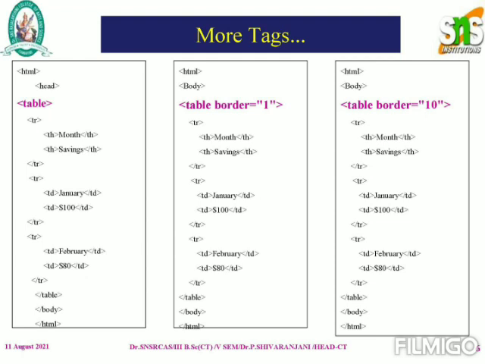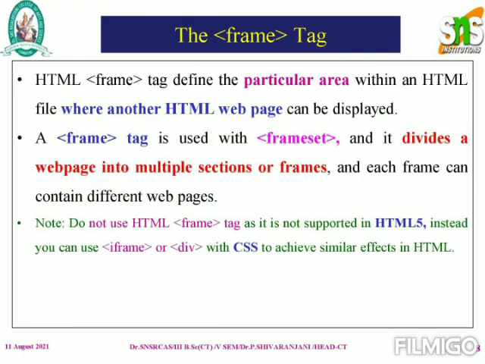The next thing we are going to describe is frames. A frame is one which helps you to create a particular area in your HTML file where you can move to another web page in order to display particular content. The frame tag is used within the frameset, and it will divide your web page into multiple sections or frames, and each frame can contain a different web page.